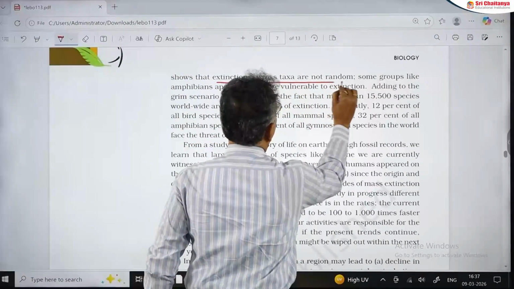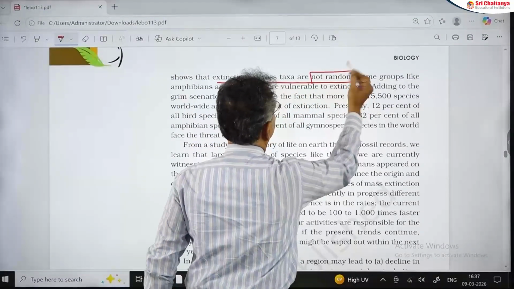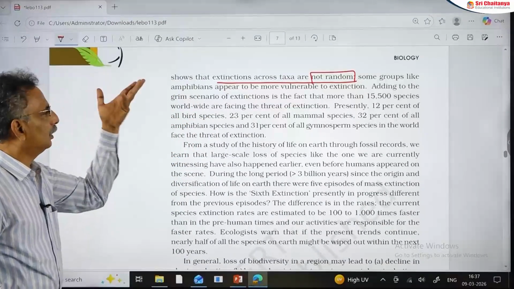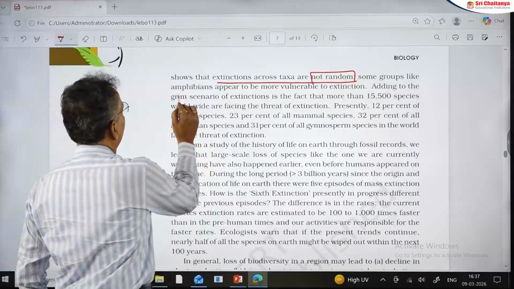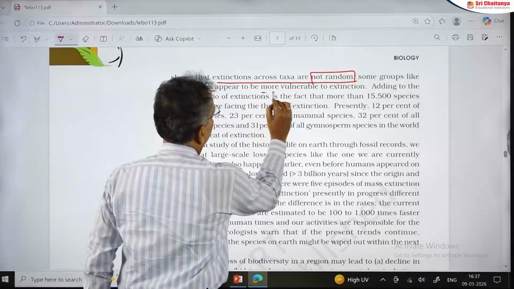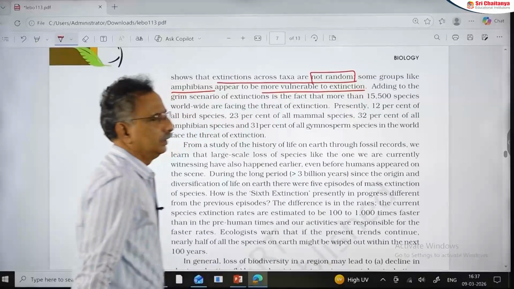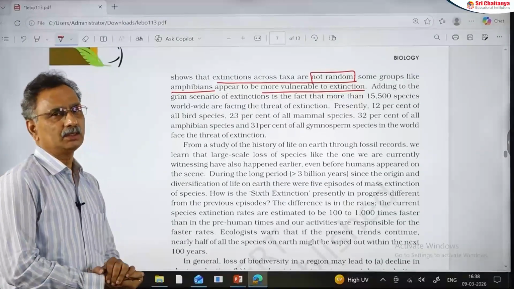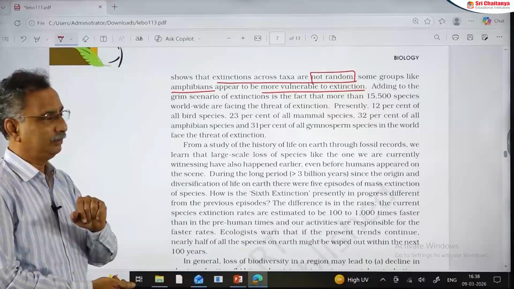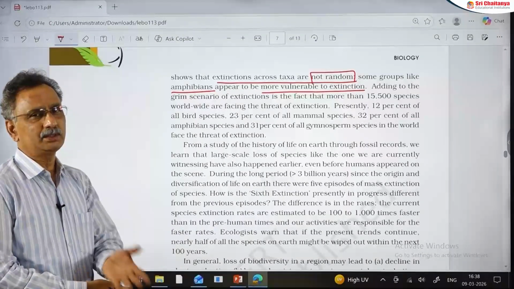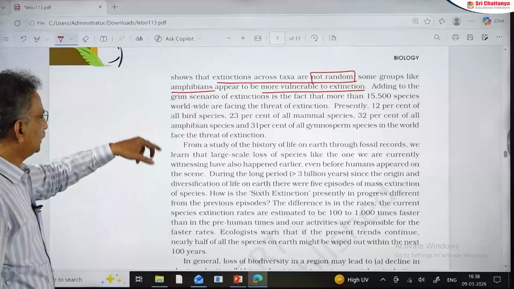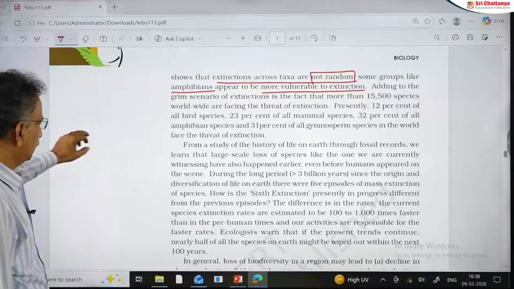extinctions across the taxa are not random. They are not random because some species are more vulnerable. For example, amphibians are more vulnerable to extinction. So, if you take this into account, in terms of India, the Western Ghats are more vulnerable for extinction of amphibian species because amphibian species diversity is more there, right? And the number of species, how they have gone extinct, all that we mentioned here.